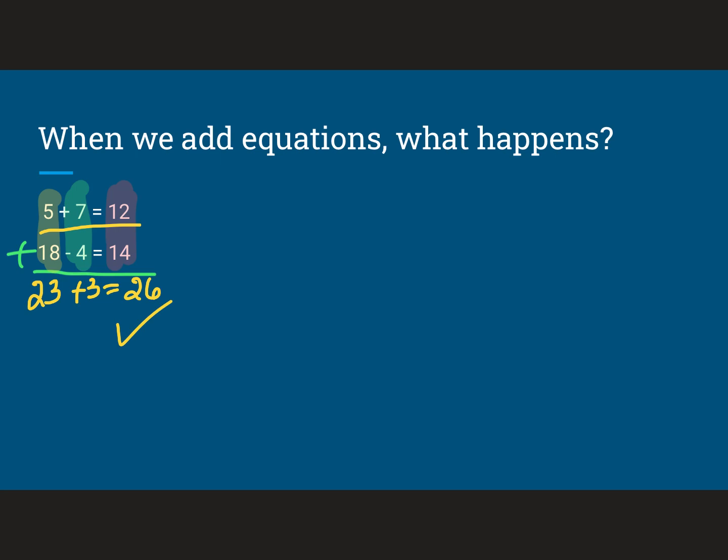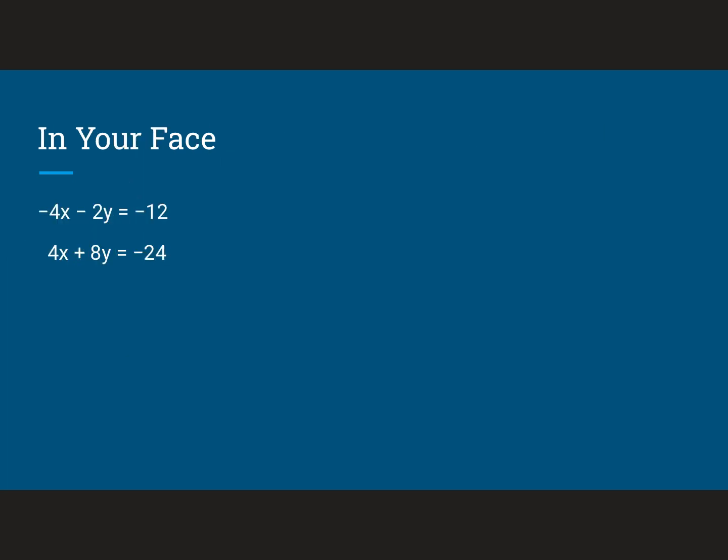So it remained true. We already see that our first two equations were true. 5 plus 7 equals 12. 18 minus 4 equals 14. So if we start with two true equations, we get a true result. So this is what we call in your face. It's in your face because we don't have to do anything to it. If we add these, this is going to be eliminated. I have a positive 4x and a negative 4x.